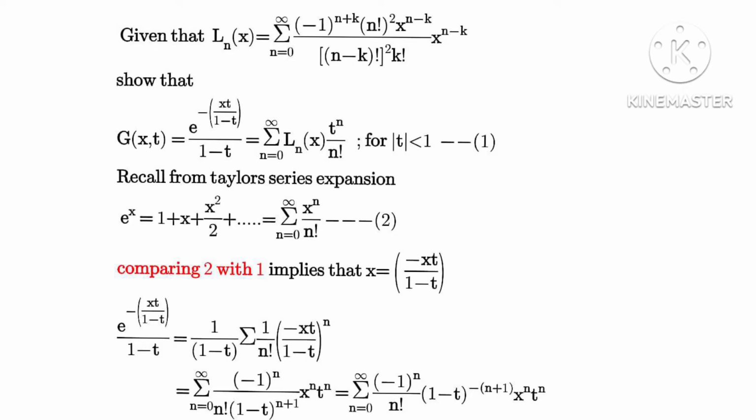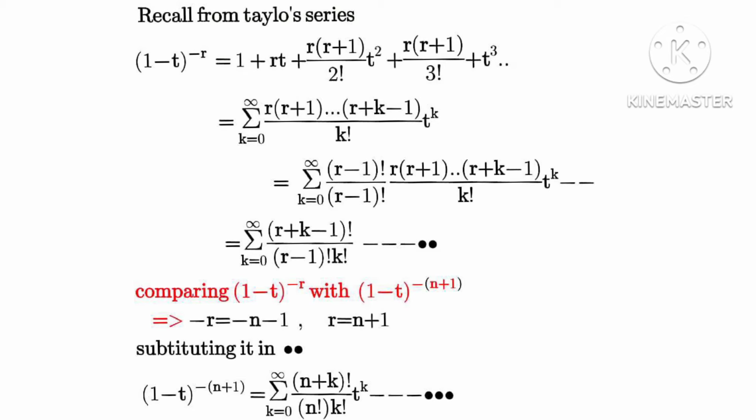Then we open the brackets to be x raised to power n, t raised to power n. So we recall from Taylor series that 1 minus t raised to power minus r is given as the expression above. To generalize that expression, we have it to be r plus 1 up to r plus k minus 1, t raised to power k over k factorial. Then we introduce r minus 1 factorial over r minus 1 factorial. The r minus 1 factorial can cancel each other, so it's just an introduction. So when we multiply it with the initial condition of r plus 1, everything becomes r plus k minus 1 factorial, such that when you insert the value for k to be 0, you will still arrive at the expression above. So that is it.